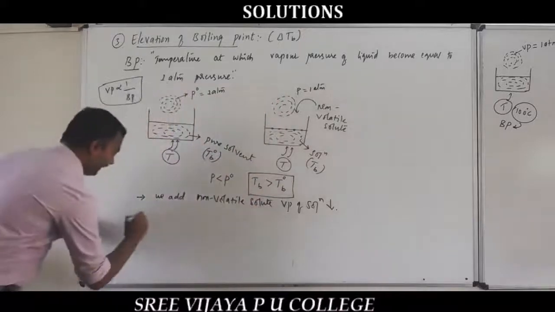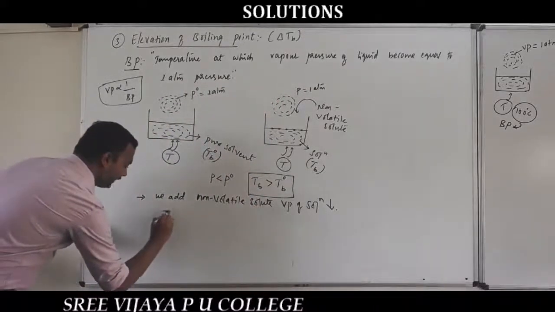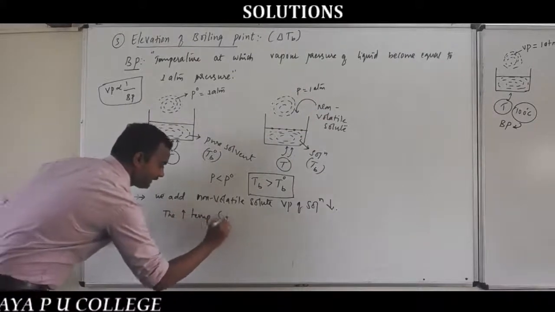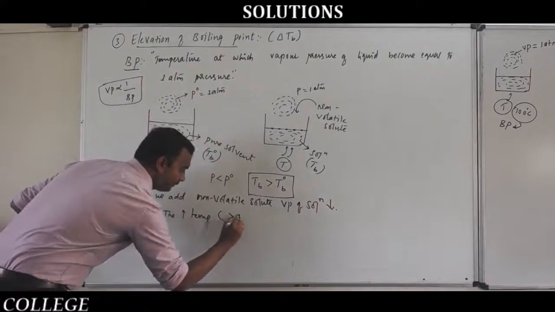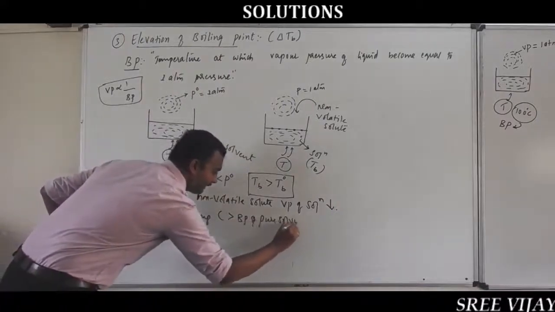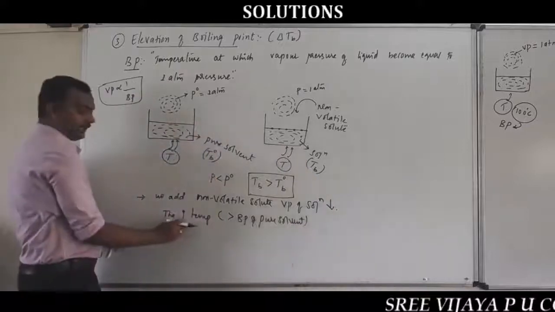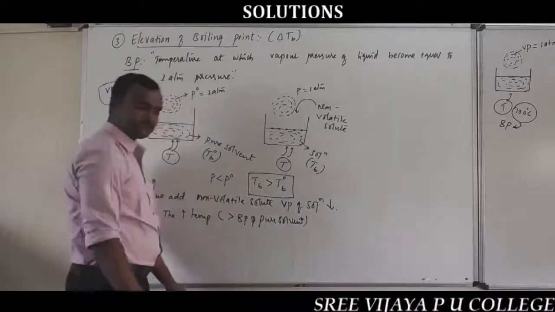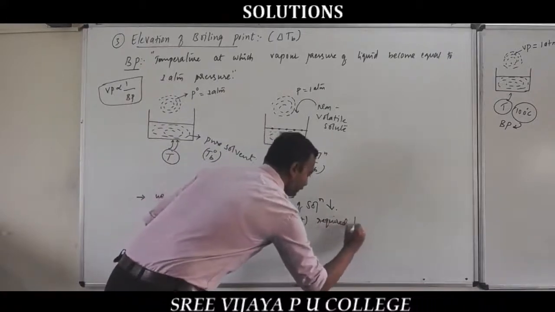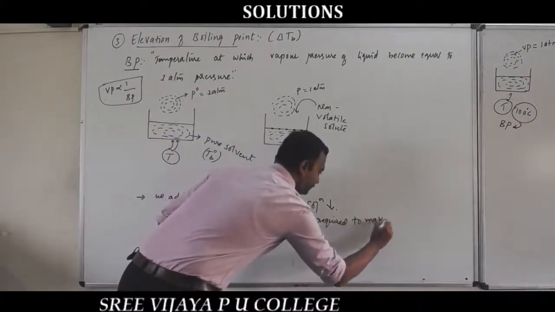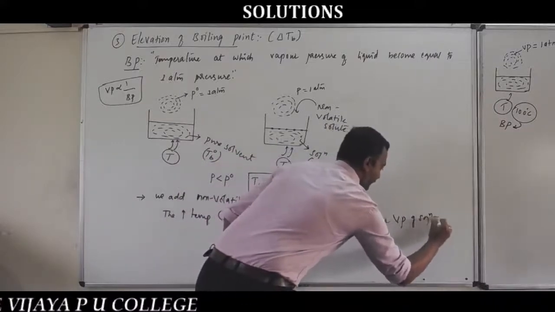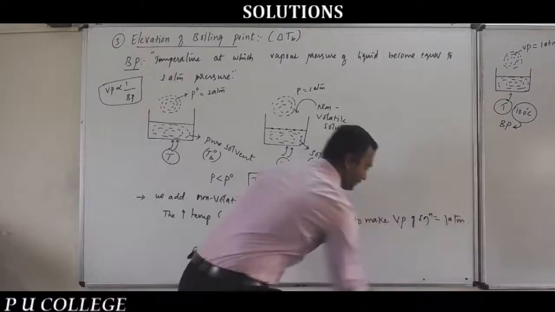So that requires a high temperature, that is greater than the boiling point of pure solvent. It must be higher than pure solvent. That is the high temperature, greater than the boiling point of solvent, required to make the vapor pressure of solution equal to 1 atmospheric pressure.